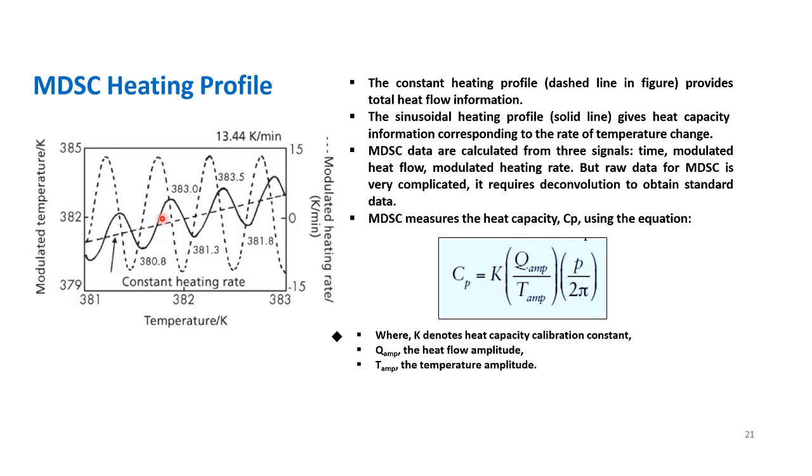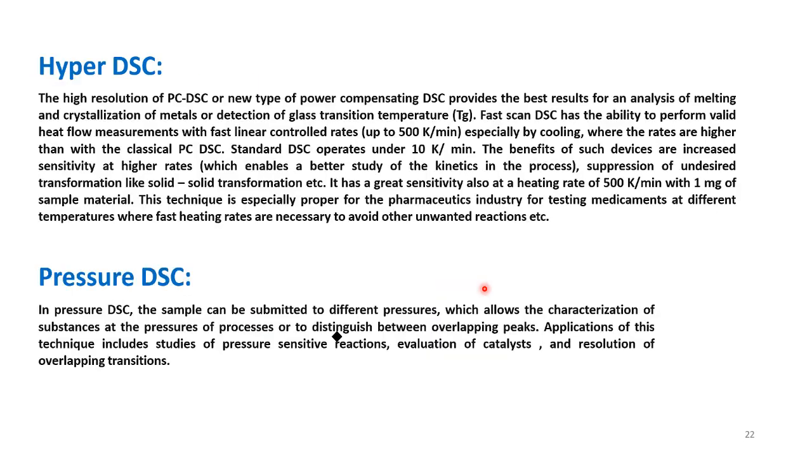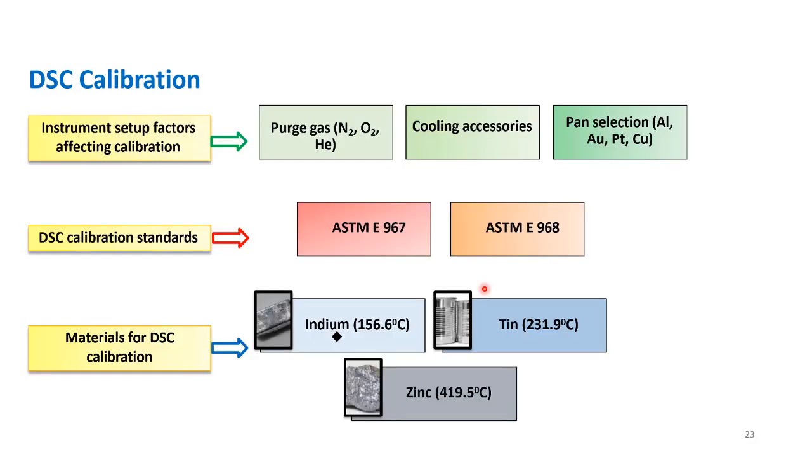With the formula we can measure the Cp, which equals K times Q amp divided by T amp, times P divided by 2 pi. Q amp is the heat flow amplitude and T amp is the temperature amplitude. So this is the formula for the calculation of the Cp. Then we have hyper DSC and pressure DSC. These are not commonly used, so I'm just skipping these.